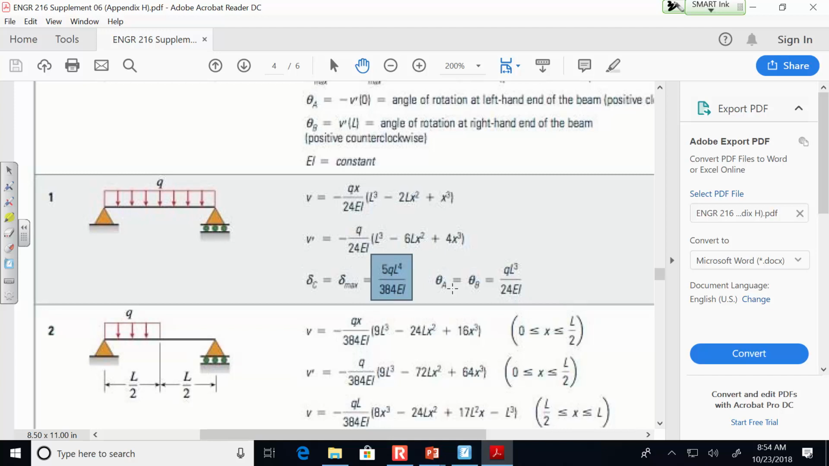Not too bad, right? So how would we determine the maximum slope? Well, take the derivative and plug in x equals 0, or plug in x equals L. In fact, if you do both, you're going to get the same answer, just opposite signs, because one's going to be rotated like this and the other's going to be rotated like that. So equal magnitudes but opposite signs. Sound good?